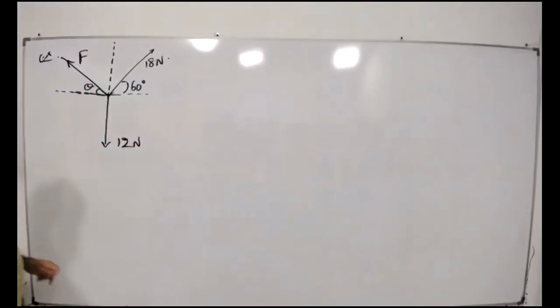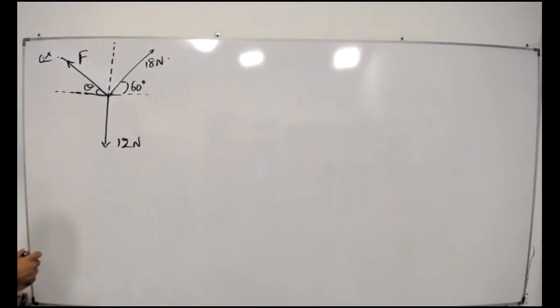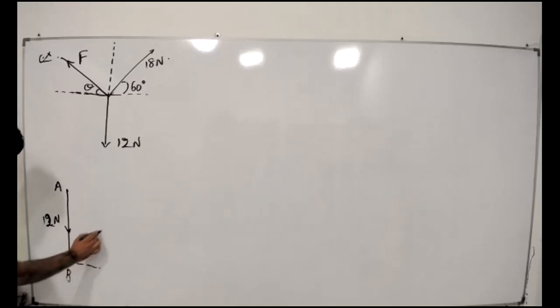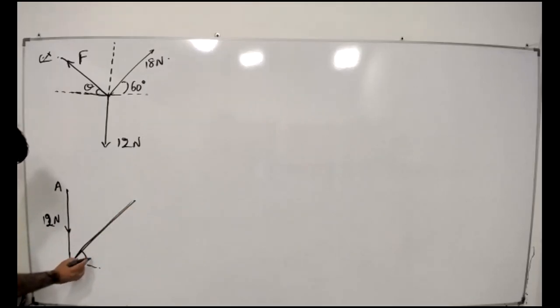Then what do we do? We can represent them in a force triangle, right? That means 12 newtons this way, 12 newtons this way, and then 60 degrees, like this. This angle is 60 degrees, right?